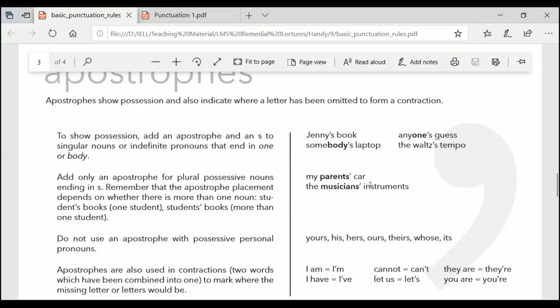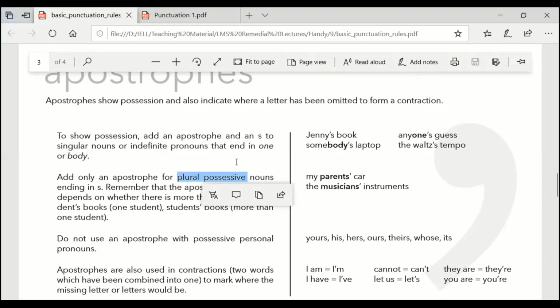For example, if I say my parents' car, if I put the apostrophe before the s, that means the car of one of my parents. But if I use s and then the apostrophe, then I mean both my parents. So this is the rule that we need to remember when talking about plural possessives.